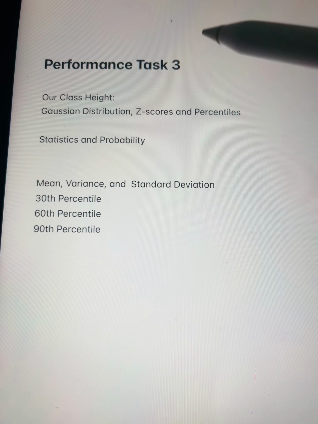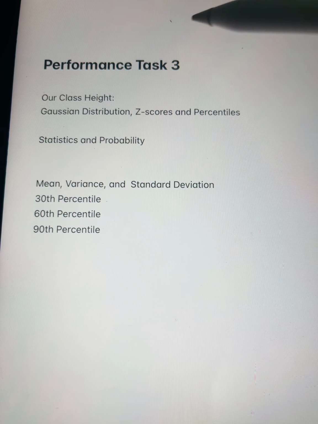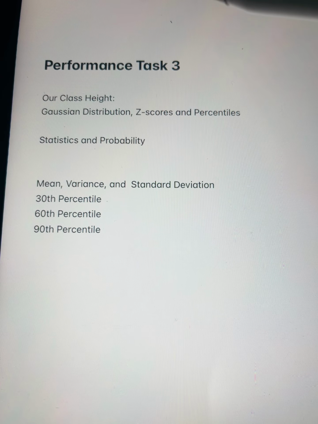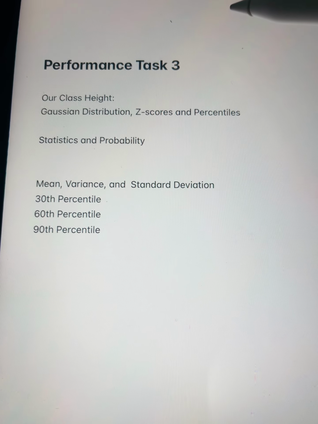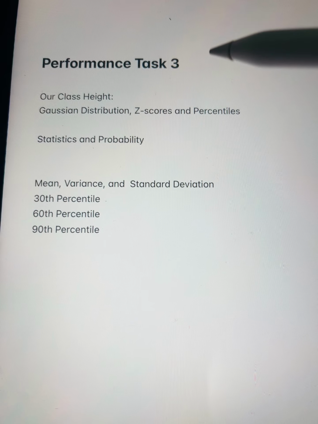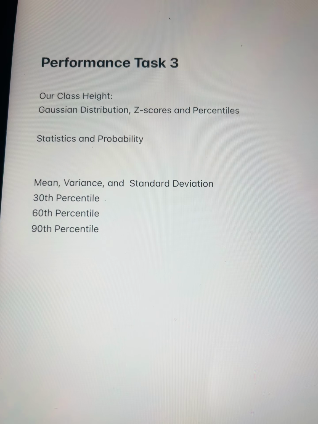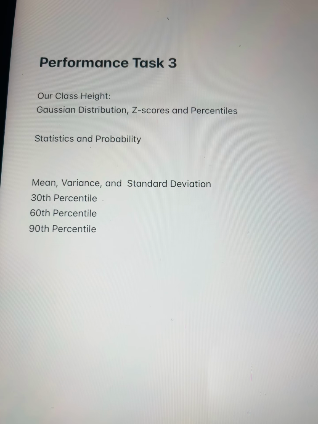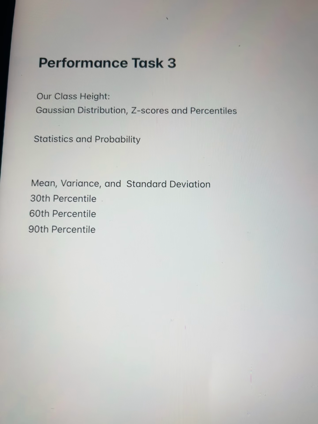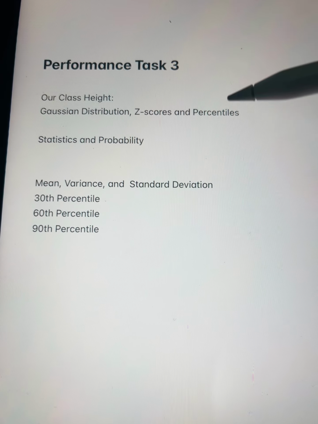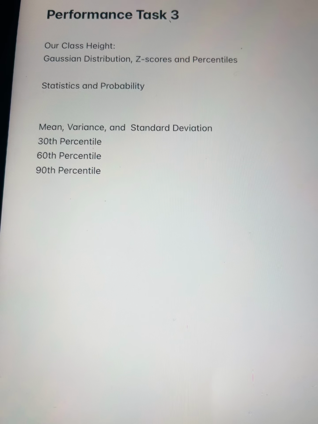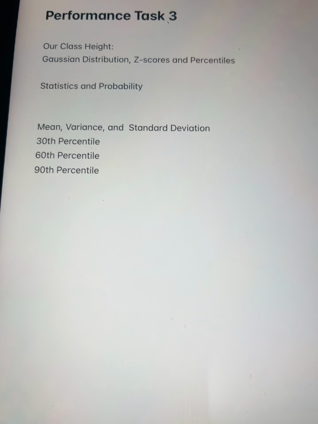Hi guys, I will teach you how to create your performance task 3, and that is our class height, entitled Gaussian distribution, z-scores, and percentiles. So this is your performance task 3 in statistics and probability.